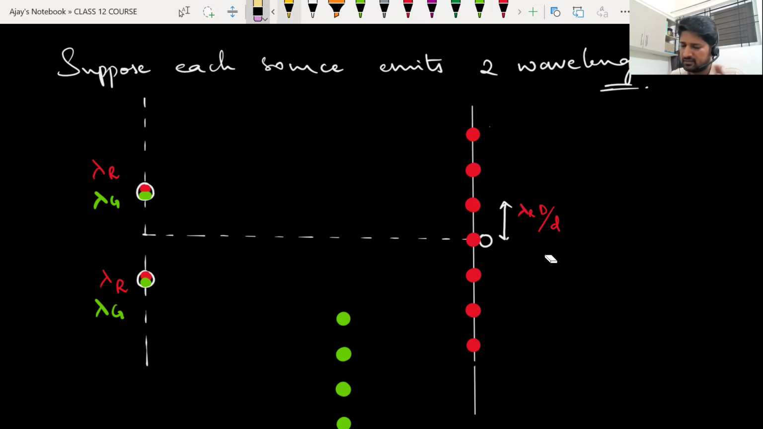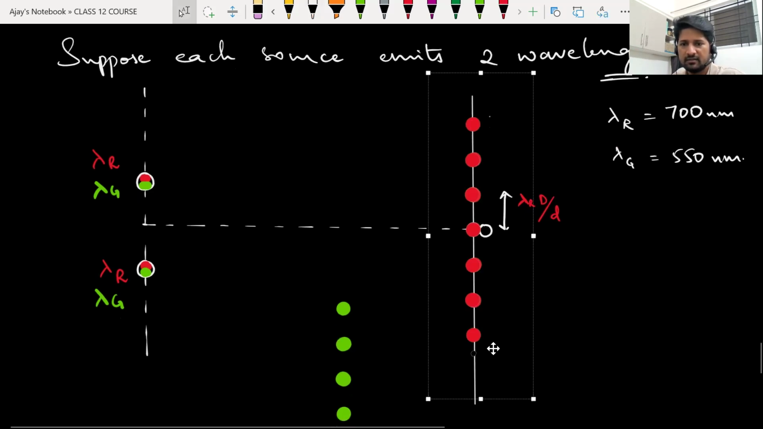Now, in the visible electromagnetic spectrum, the wavelength corresponding to red color is approximately 700 nanometers. And the wavelength corresponding to green, VIBGYOR, green is exactly in between. So between 400 and 700, it is approximately 550 nanometers. Compared to red, green's wavelength is less. If green's wavelength is less, the distance to the first maximum will be less.